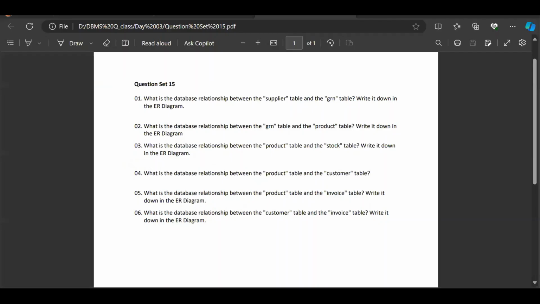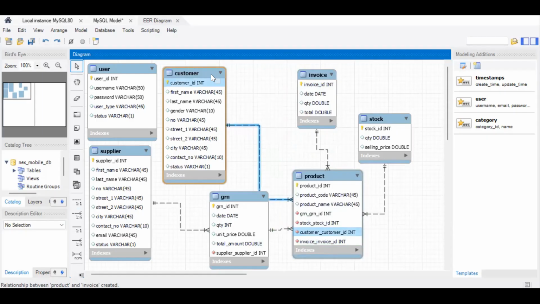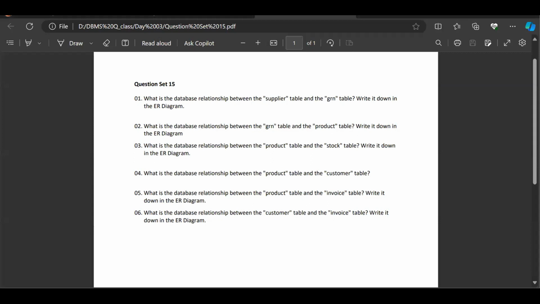In the next question, it asks about the relationship between the customer table and the invoice table. When talking about these two tables, one customer can have several invoices, but one invoice can belong to only one customer. So here too we can use a one-to-many relationship, where the invoice table gets the many side and the customer table gets the one side. So we have done all the questions in question set 15.